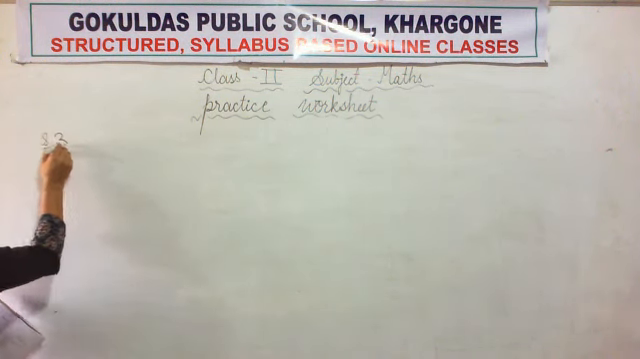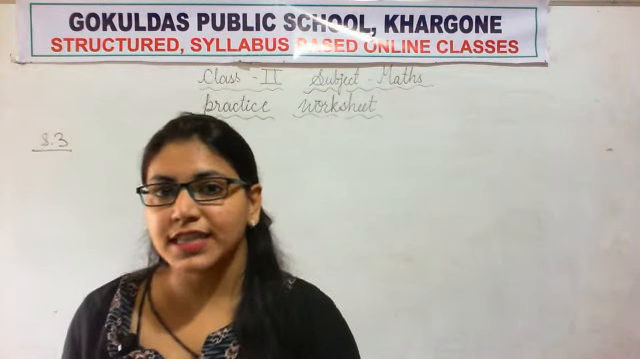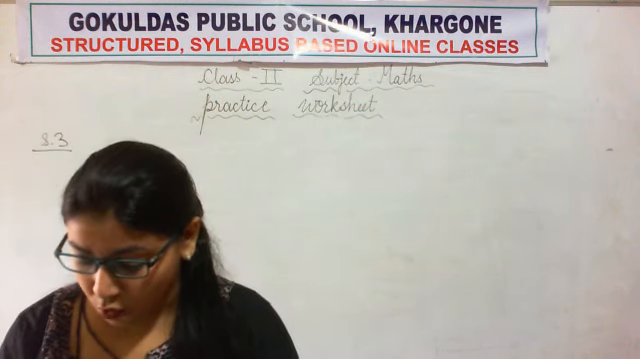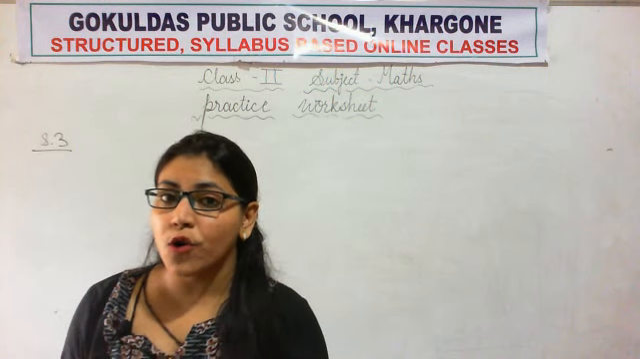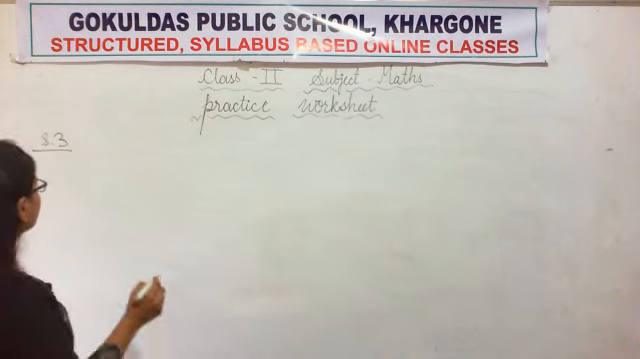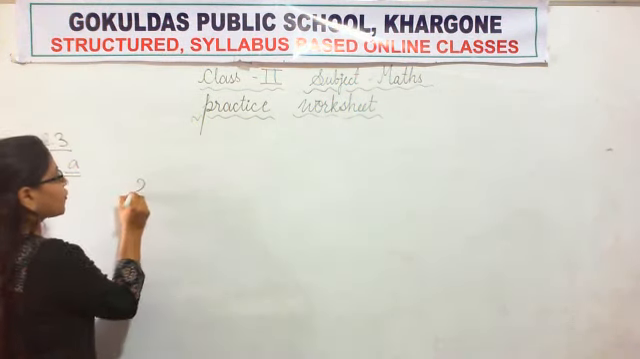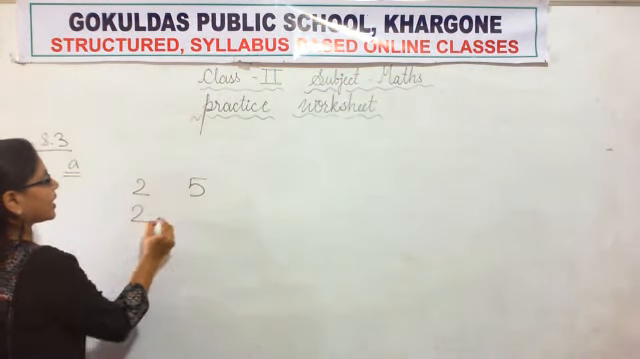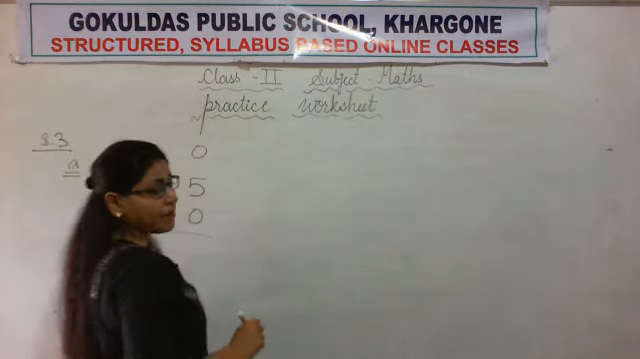Now question number 3. Question number 3 is add the following. This is very simple for you. We have been doing addition for a very long time, the whole month. Now I hope you are all very well in addition. So part A. The first number is 25 and the second number is 20. Now writing tens and ones places is very important.